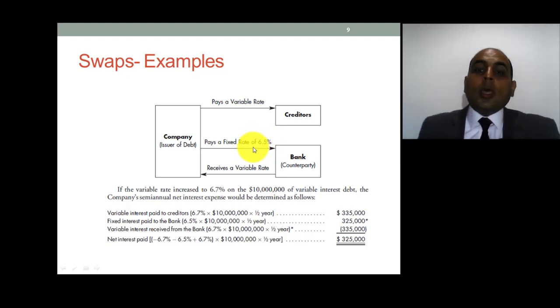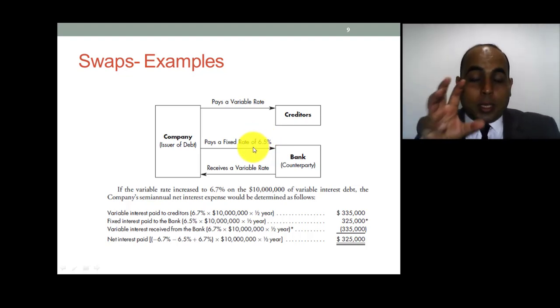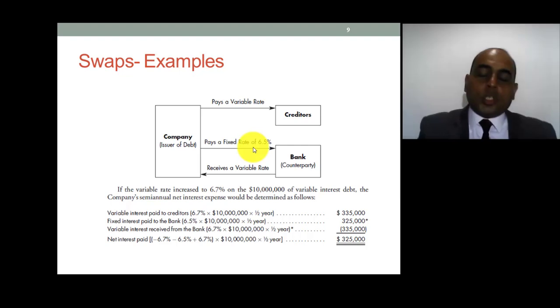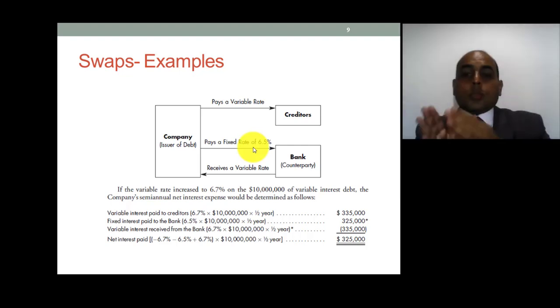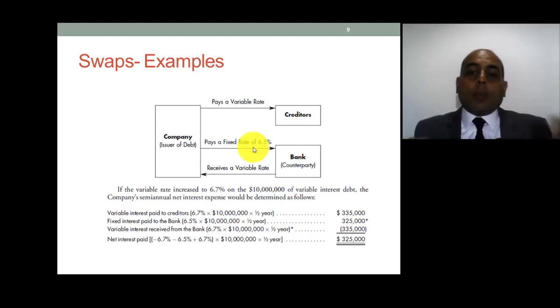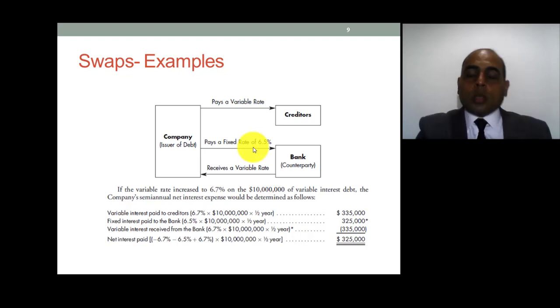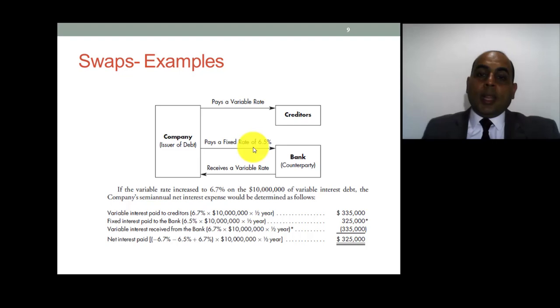This is the point. Here there is an important point. We are talking about two parties. One of them will be exposed to potential loss, and one is exposed to potential gain. We are not talking about win-win. One of them will be exposed to potential loss, and one of them will be exposed to potential gain.